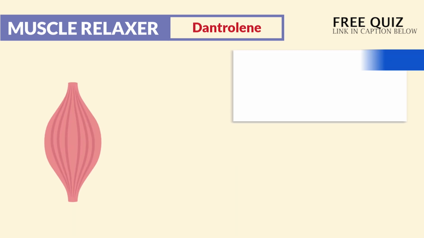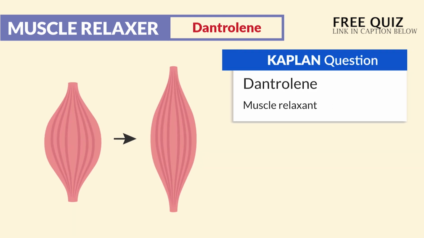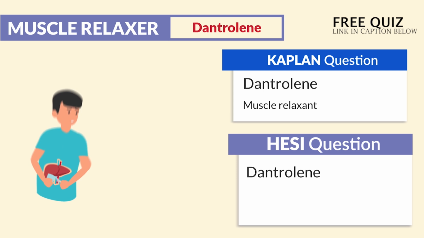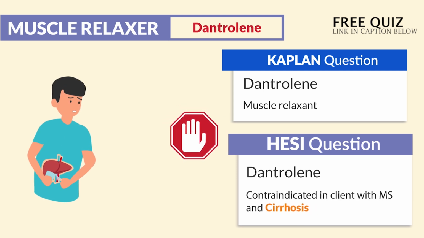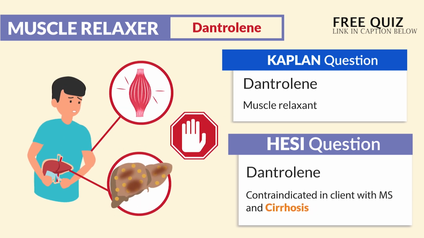So Kaplan says Dantrolene is a muscle relaxant, and HESI says Dantrolene is contraindicated with cirrhosis. The key word here is cirrhosis. Just think sclerosis. We have a scarred liver.